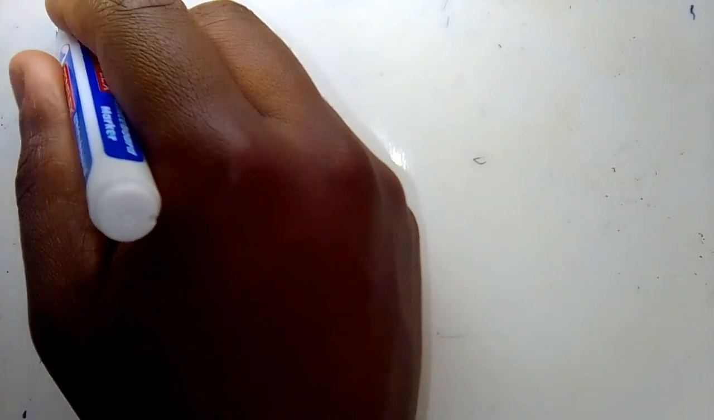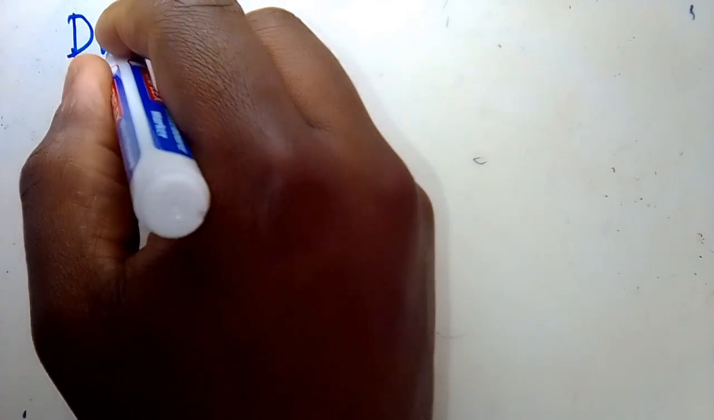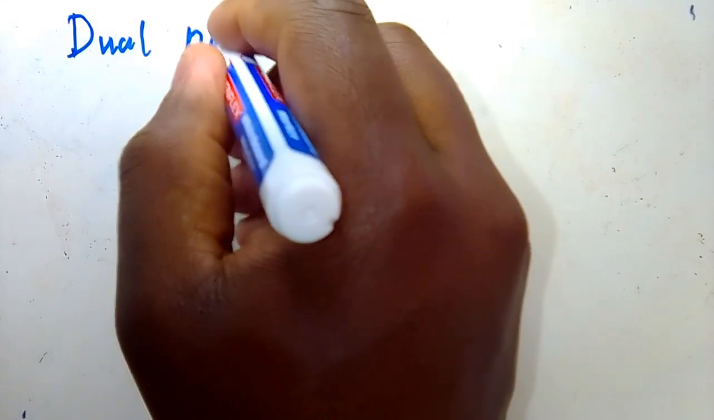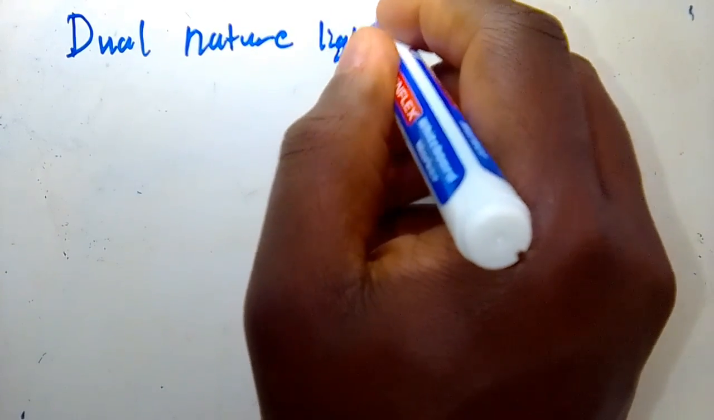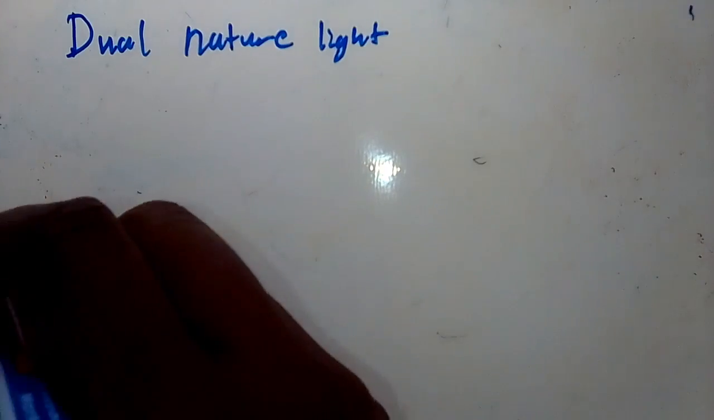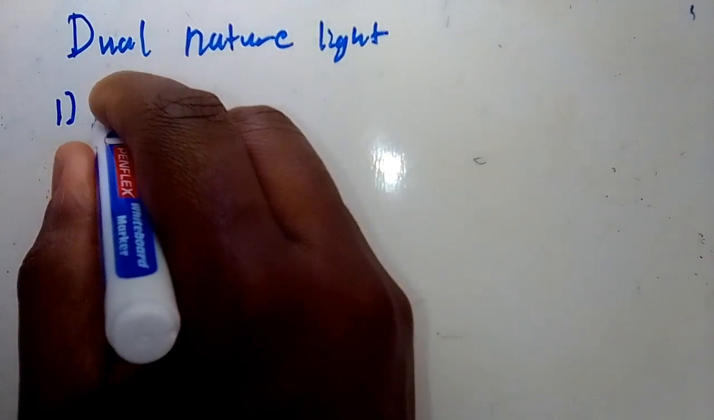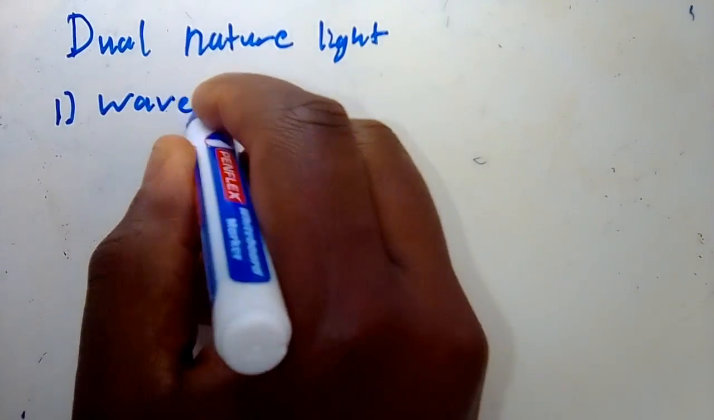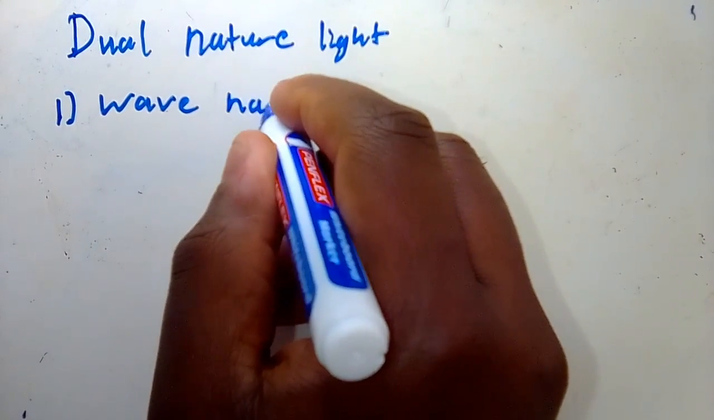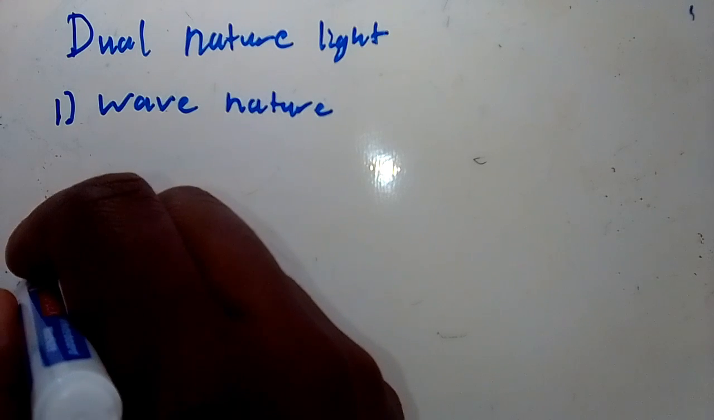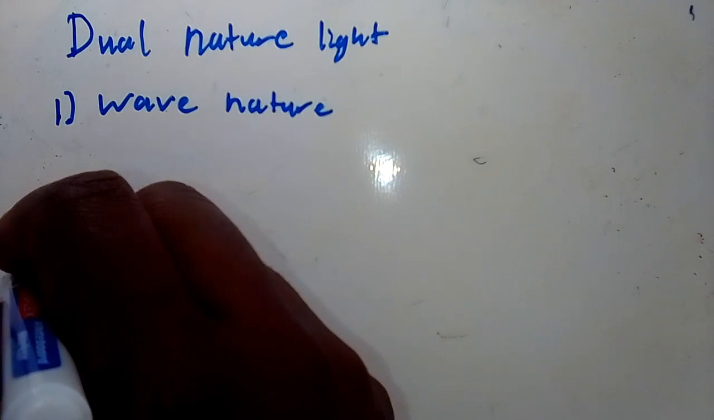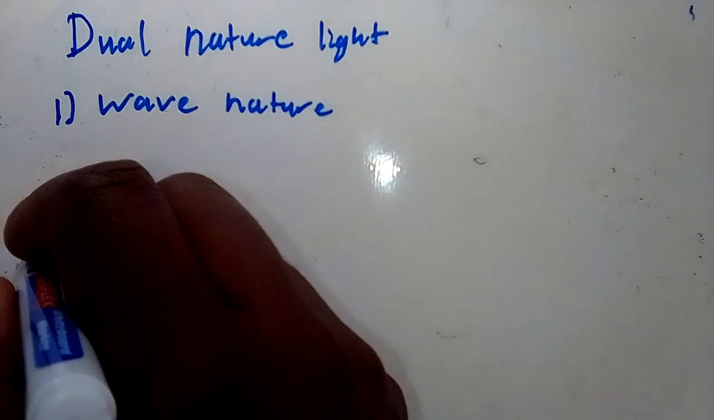So, let's begin. Let's first talk about what we call the dual nature of light, very important. Number one, there is the wave nature of light. In other words, light is a wave. In the lower grades, we learned how light was a wave, but we're not going to go deeper into that because it's not going to be important in this grade.